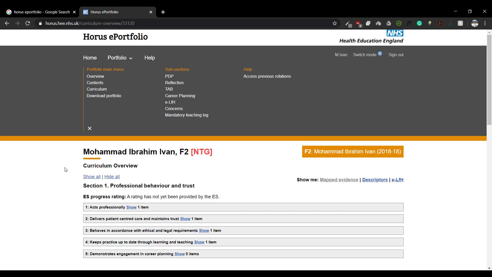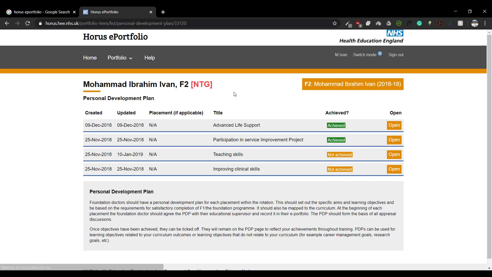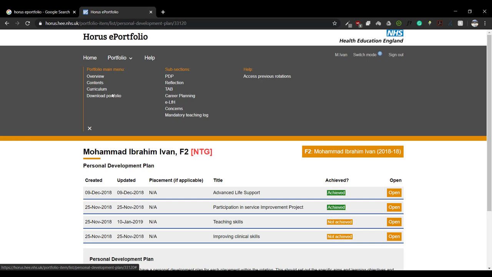There are many things you can do, such as writing reflections and having a PDP. My PDP was to gain advanced life support, participate in a quality improvement project, gain some teaching skills, and improve some clinical skills. I think it's not all achieved, but I hope it will be by the time I get my CREST form signed by the consultant.